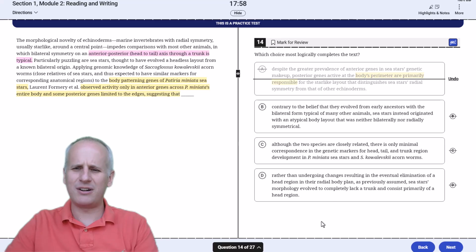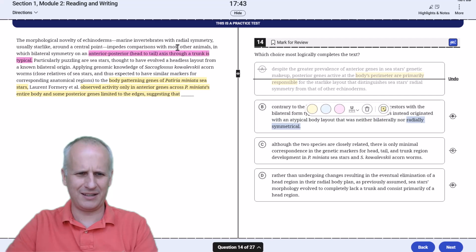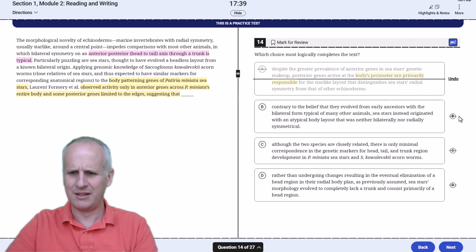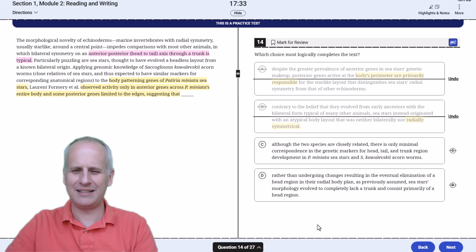Choice B, contrary to the belief that they evolved from early ancestors with the bilateral form typical of many other animals, sea stars instead originated with an atypical body layout that was neither bilaterally nor radially symmetrical. No, it is radially. I mean, that's not it, because they are a sea star. So B is out for that reason, and we'll just highlight radial symmetry there, or radially symmetrical.